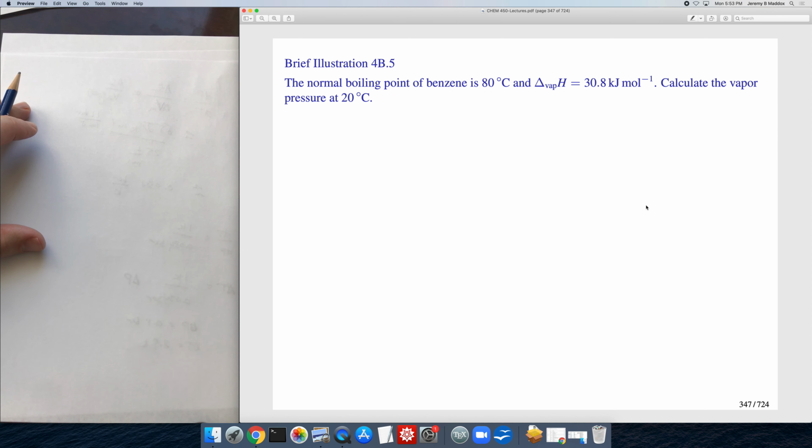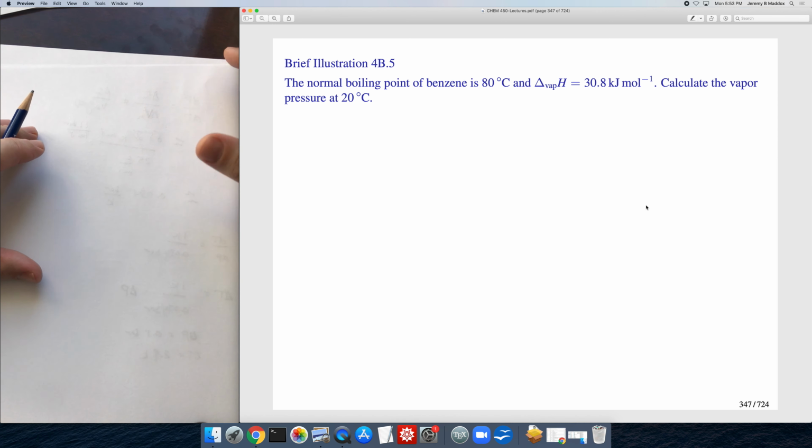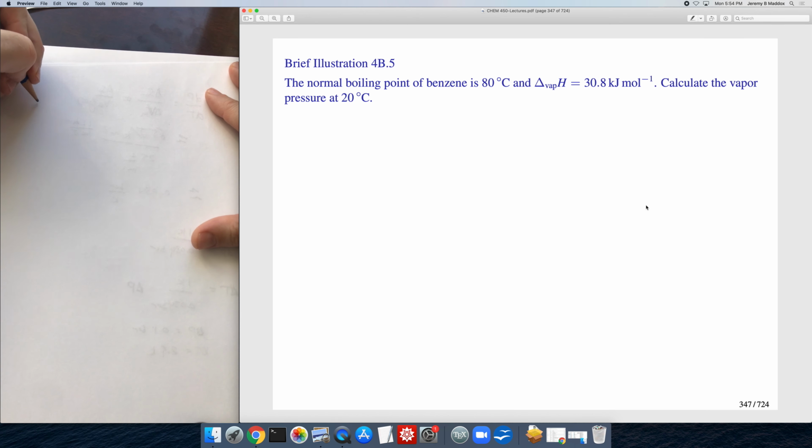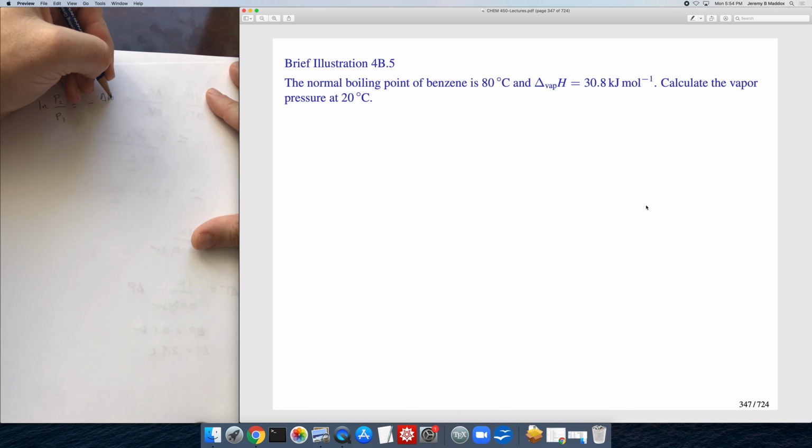Another problem here: the normal boiling point of benzene is 80 degrees Celsius, and they give us the enthalpy of vaporization. Calculate the vapor pressure at 20 degrees Celsius. So here's an example problem where we would use the Clausius-Clapeyron equation. So natural log of P2 over P1 equals negative delta H.